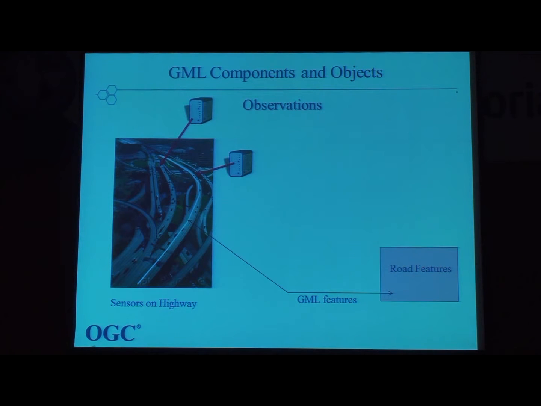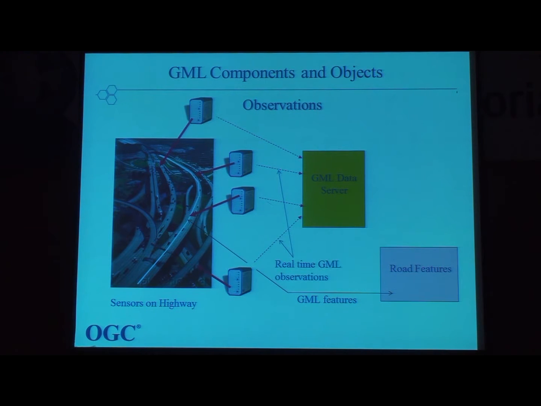So if we have traffic sensors, the observations can all be sent as observations recorded in GML to a feature service or a sensor observation service. We'll just generalize that to a GML data server. And in real time, you can process these sensor data readings and generate, say, a real-time traffic model from that.